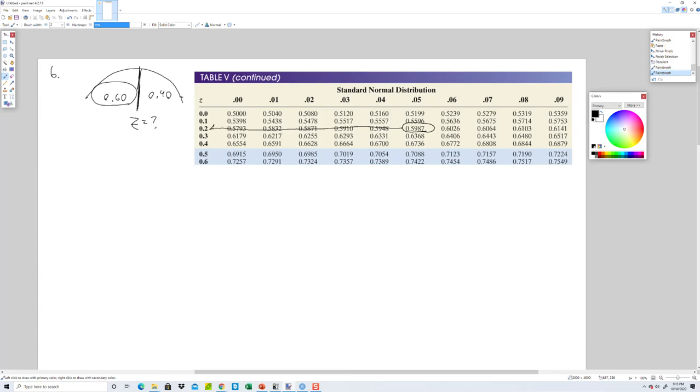So I come over here, that'll give me my first part of my number. Then I come straight up, and give me my second part of my number. So my answer, I'm going to have 0.2, and my hundredths place is 5.